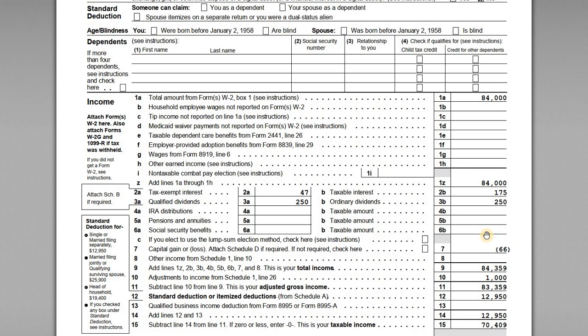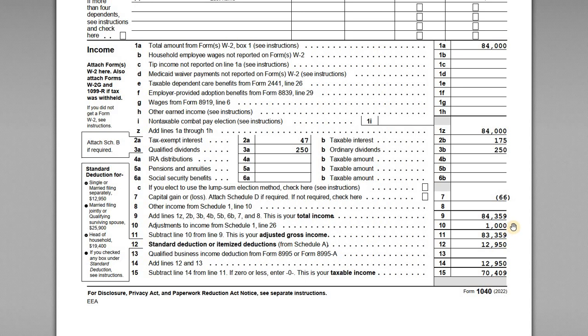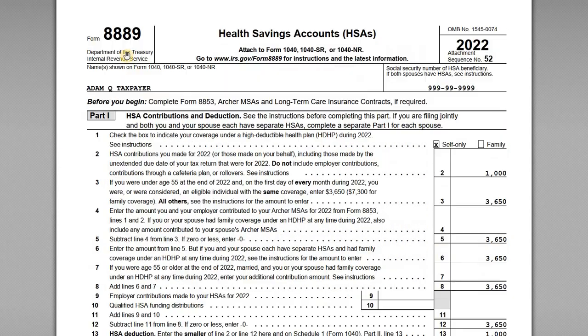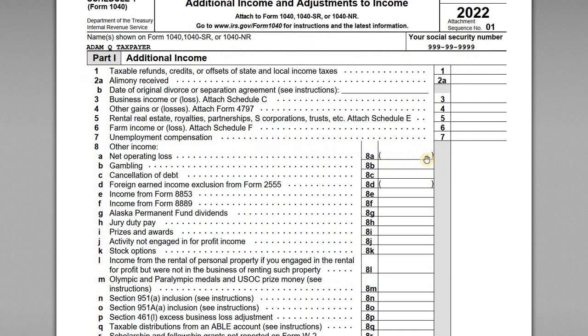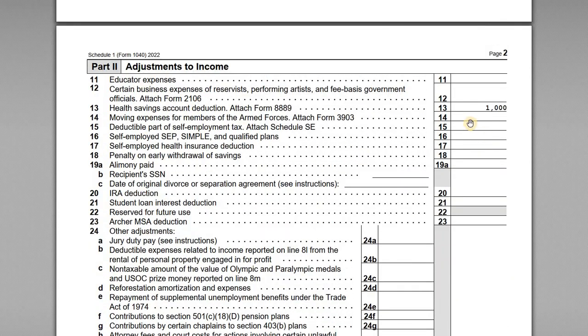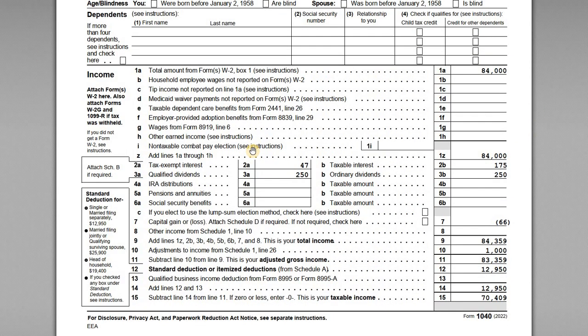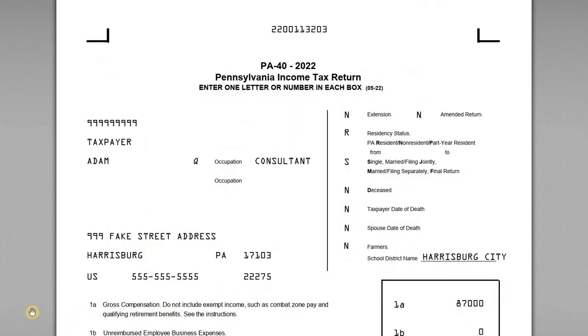Then we've got the net amount of capital losses. And then line 10, adjustments to income, we have a deduction for that HSA contribution. So we've reported it on the 8889. He's got his HSA contribution reported on line 2, so he gets a $1,000 deduction there. And then that is reported up on Schedule 1. So in Schedule 1, Part 2, we've got the health savings account deduction of $1,000. All right, so that's his federal profile, very quickly summarized. So now, if we look at the Pennsylvania 40, what are the differences here?